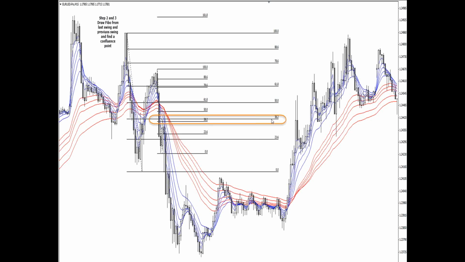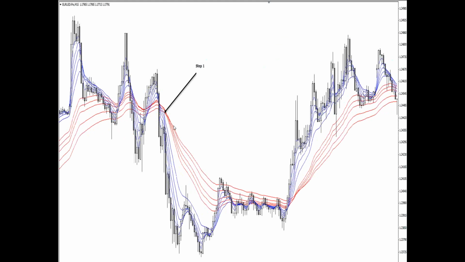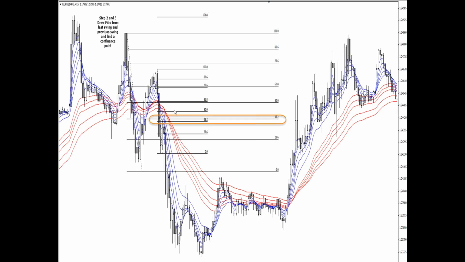Look at this confluence. The first confluence is here, the second confluence is here, and the third confluence we wouldn't trade because it's above. So in order to execute the trade, the price needs to be in between blue and the red. It's always best when it hits red first, and it should also be touching a Fibonacci number.